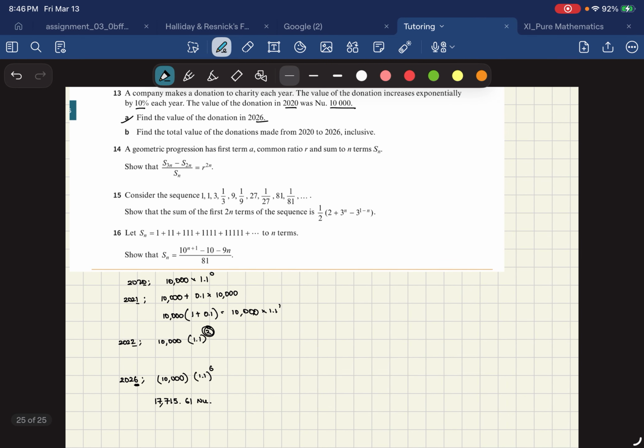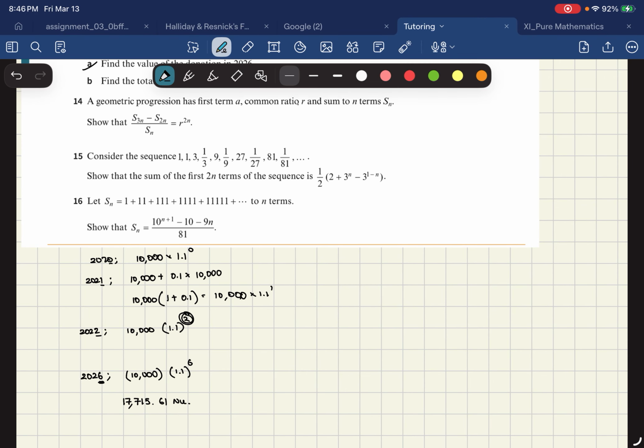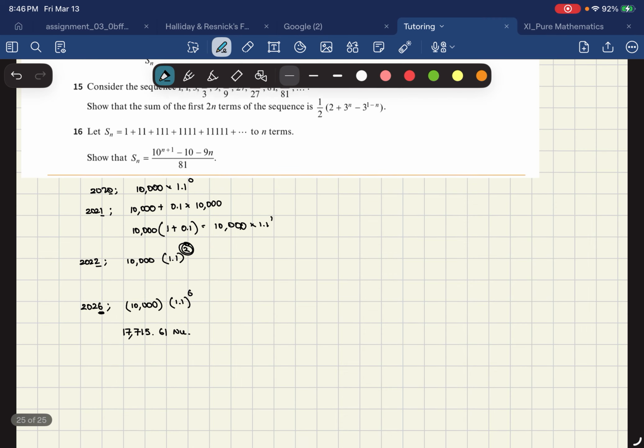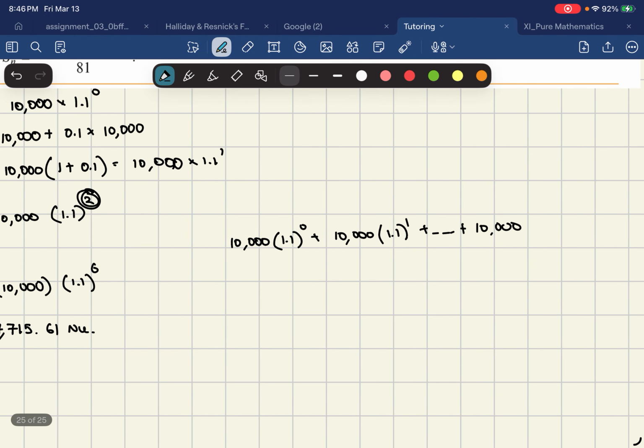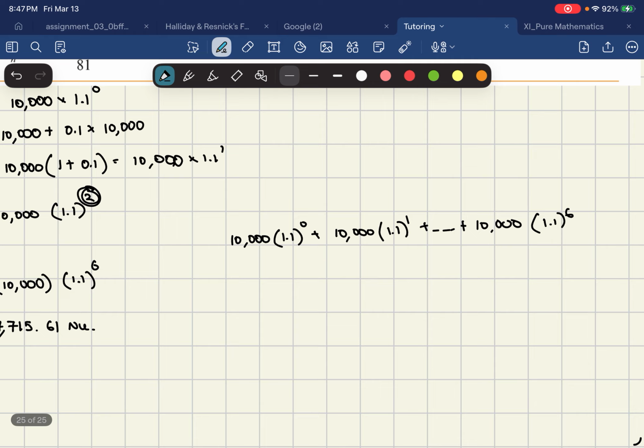Find the total value of donations. So you want to add the terms, basically. You had 10,000 times 1.1 to the power 0, plus 10,000 times 1.1 to the power 1, all the way until 10,000 times 1.1 to the power 6. And this is very easy. You can factor out the 10,000, and inside you just have 1.1 to the power 0, which is just 1, plus 1.1, plus 1.1 squared, all the way until 1.1 to the power 6.